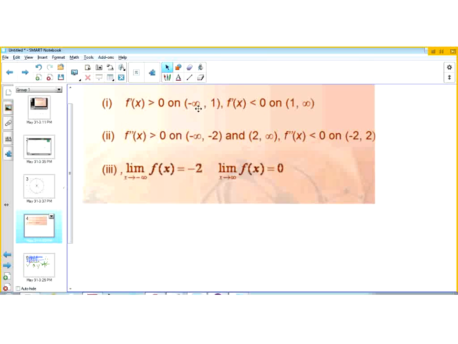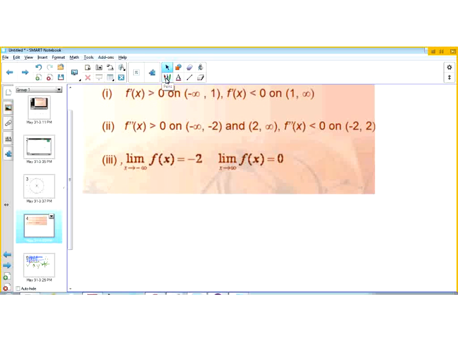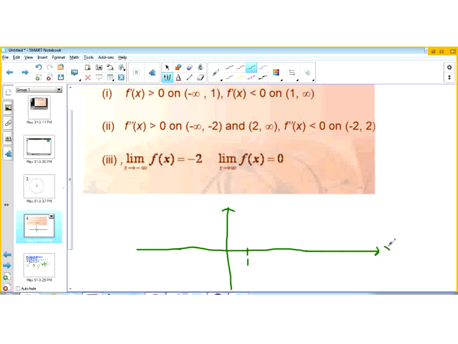We require that the first derivative be greater than 0 from negative infinity to 1. First of all, we'll need our coordinate axes. It's no use trying to use a graphing calculator for this, because we don't know what f is. But we can sketch its graph. So here are our coordinate axes, here's 1, here's x, of course.